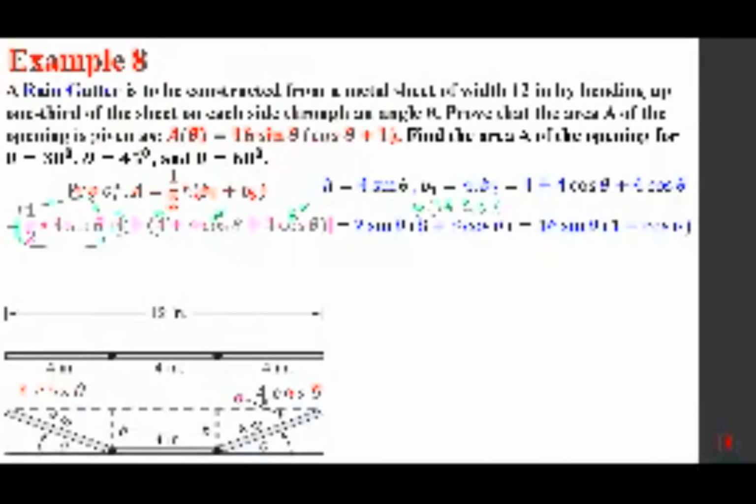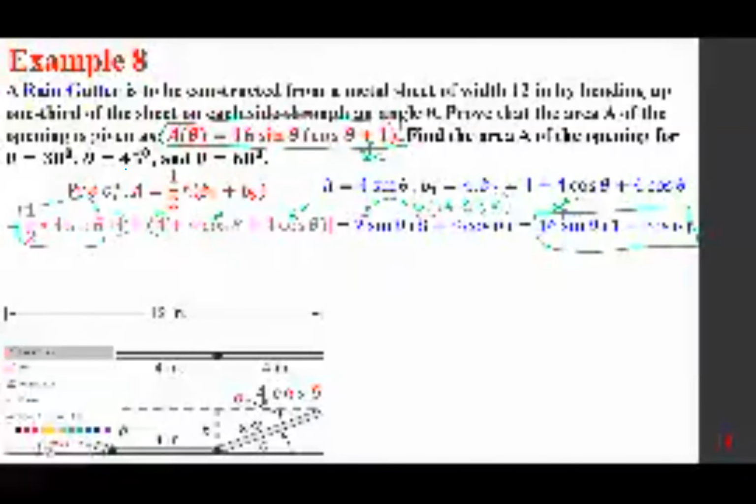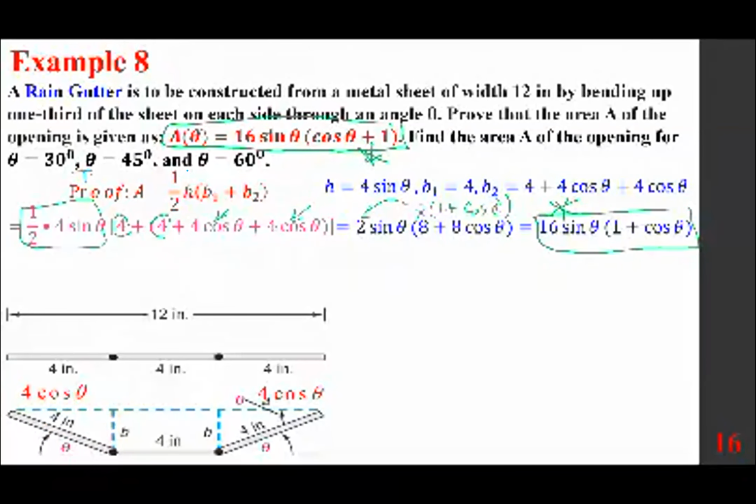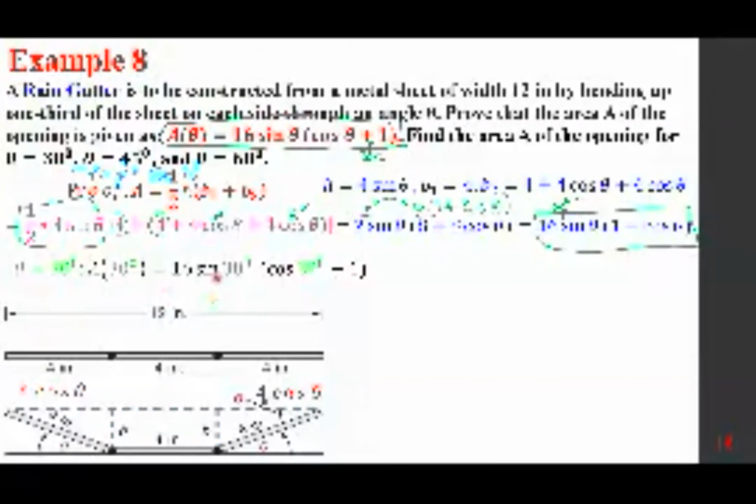So going back, just to make sure we understood that, area is 1/2 h times b1 plus b2, the area of a trapezoid. Let me write that. Trapezoid. That's why. And we are done. We just plug in now. When theta is 30 degrees, we want A of 30, 16 times sine 30 degrees, cosine 30 degrees plus 1, or 1 plus cosine 30. I wanted to follow that, and that's why I wrote that.